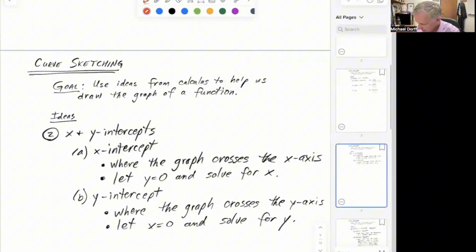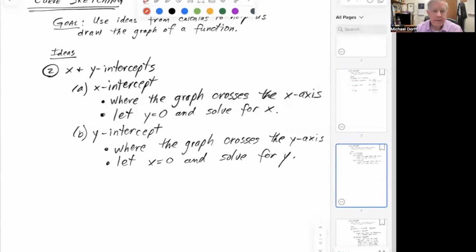What's the next case that we have? X and Y intercepts. The X intercepts are where the graph crosses the X-axis. That's why it's called X-intercepts, X-axis. To find those, what we usually do is let Y equal 0 and solve for X. That will give us our X-intercepts. Again, it's where it crosses the X-axis. Y-intercepts, in the same way, are where the graph crosses the Y-axis. To find those, we let X equal 0 and solve for Y.